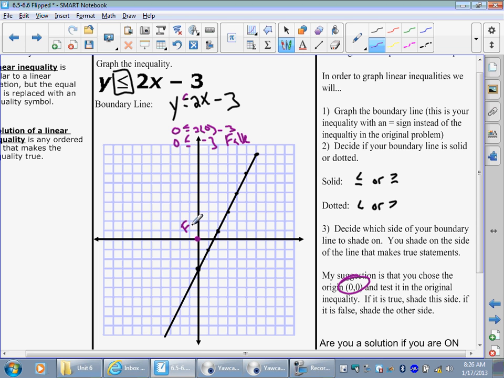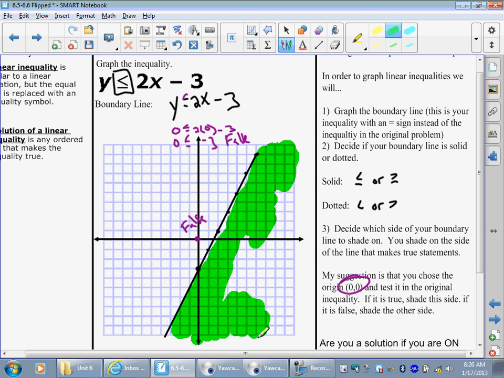So that point right there is false, which means all of the ordered pairs over here don't make the original problem true. So our solutions must be on this side. So we actually want to shade on this side. So everything over here gets shaded. Everything to the right, or underneath, depending on how you're looking at it, of our boundary line gets shaded. Now, what does that mean? Well, that means that any ordered pair I pick in that green section, any ordered pair I pick over here, would make my original problem true. And it would also mean that any ordered pair I pick over here would not make it true.